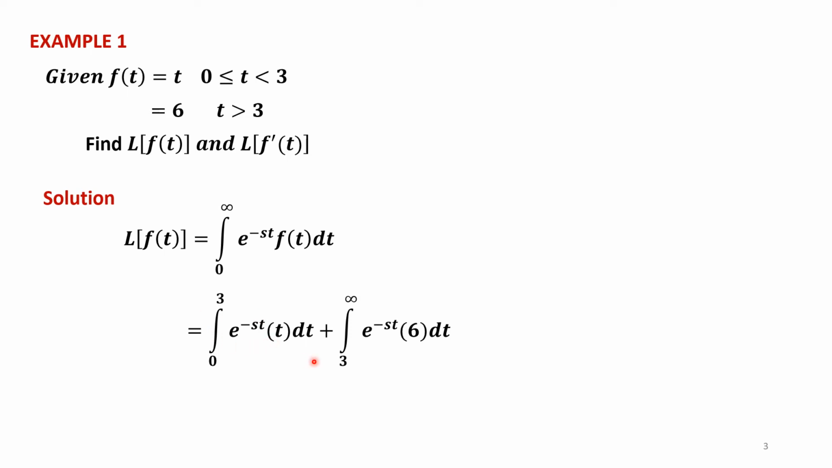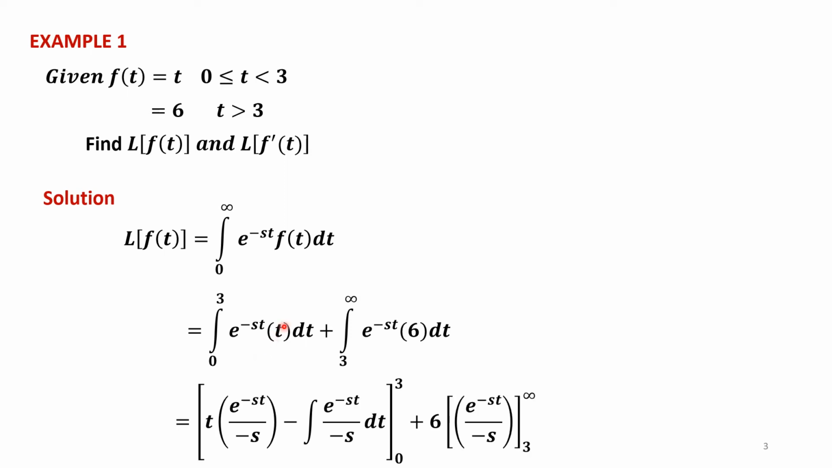So here, for the first term, we have to apply the UV rule or integration by parts. We know that we have the LIATE rule for choosing u. Now an algebraic function is there, so t has to be taken as u and e raised to minus st is taken as v. So the first term is u integral v, which is t into e raised to minus st upon minus s, minus integration of derivative of u, which is dt, and integral v, which will become e raised to minus st upon minus s, between the limits 0 and 3.